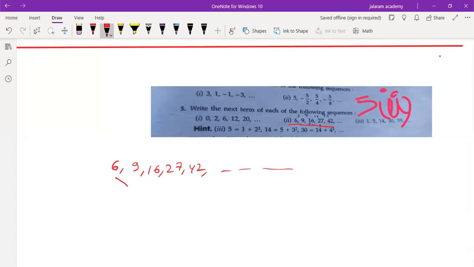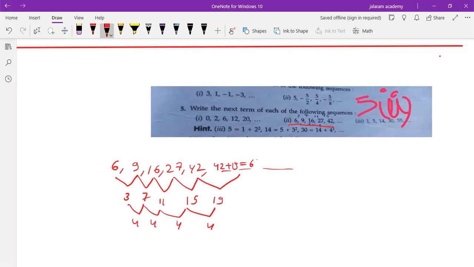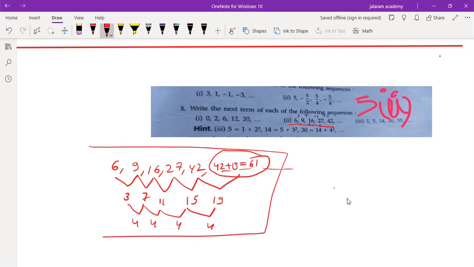So think about the differences: 3, 7, 11 and 15. If you watch, these are also in AP. So what will be the next term of this AP if you add 4? 15 plus 4, 19. So we have to add this 19 to 42. 42 plus 19, 61 must be the next term. You can solve all the questions related to these types of series using this method.